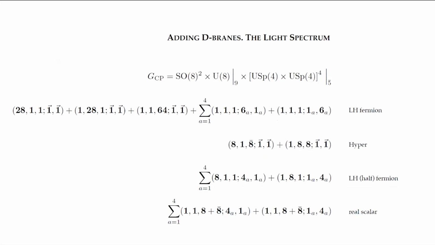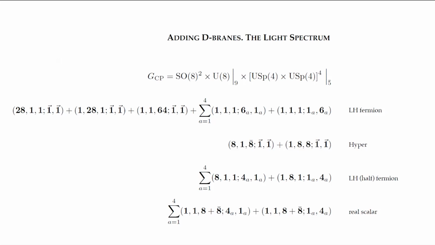5 minutes. So this is the spectrum of light excitations. This is the gauge group: you have an SO(8) squared times U(8) on the D9, and then on each Z4 fixed point, where there are these anti-D5 branes which cancel locally the twisted charge of the orientifold planes, you have a USp(4) cross USp(4), for each of the Z4 fixed points.